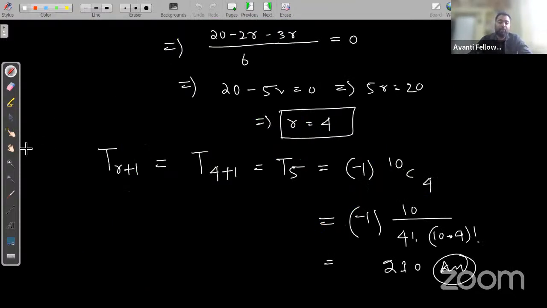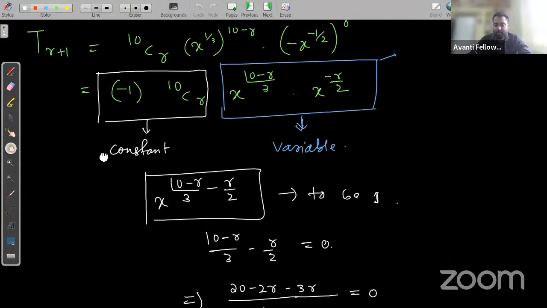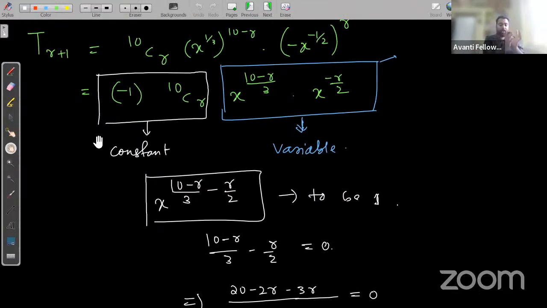Always remember, when you get the general term, separate the constant term and separate the variable terms. Then see what the variable terms are. Make the power of that variable equal to 0. Equate the power of that variable with 0 and find the value of r. After finding the value of r, just substitute here, and you will get the term which is independent of the variable x. Is it clear to everyone, guys?